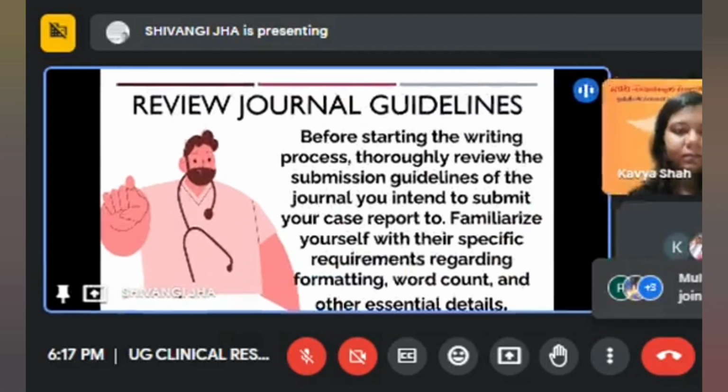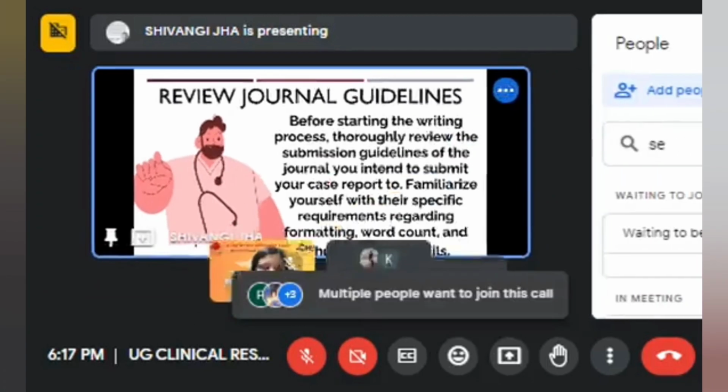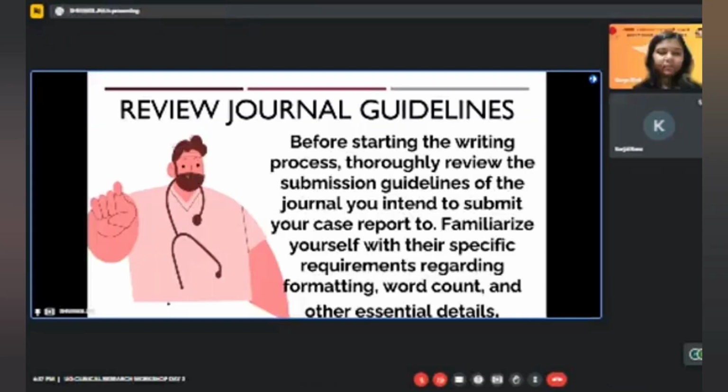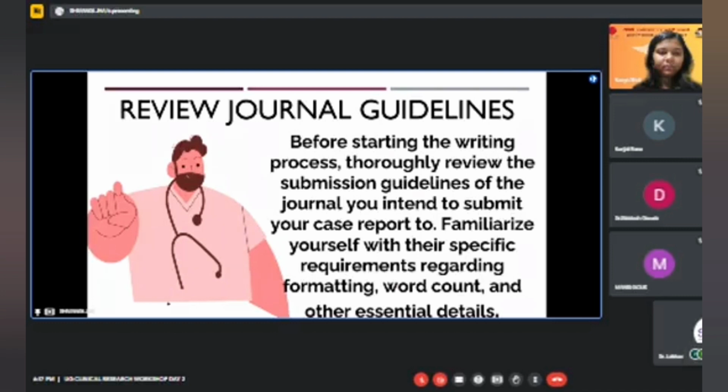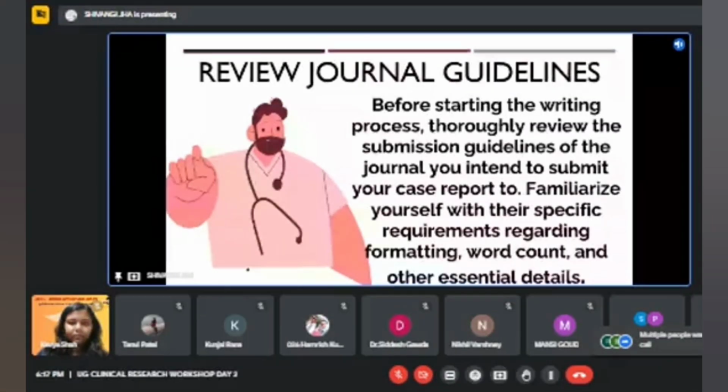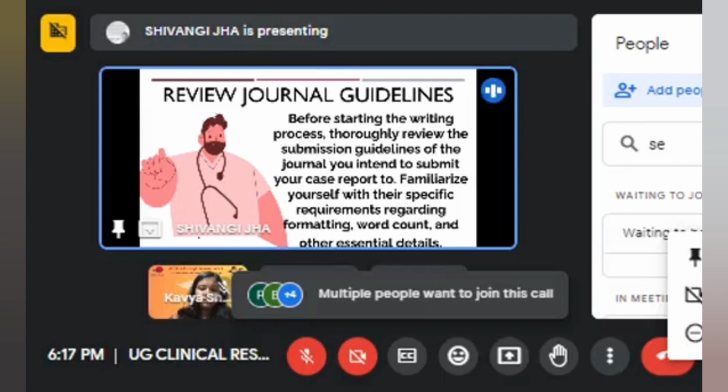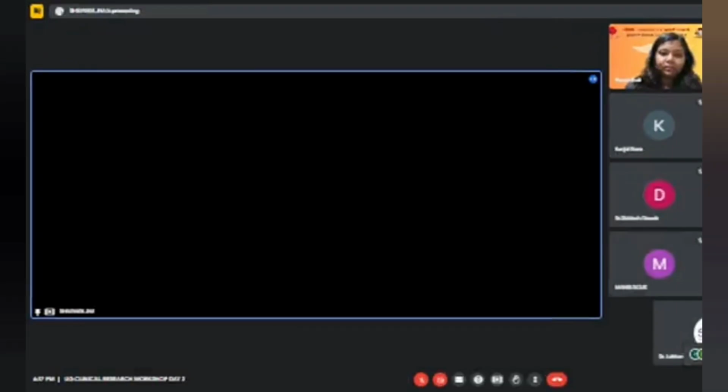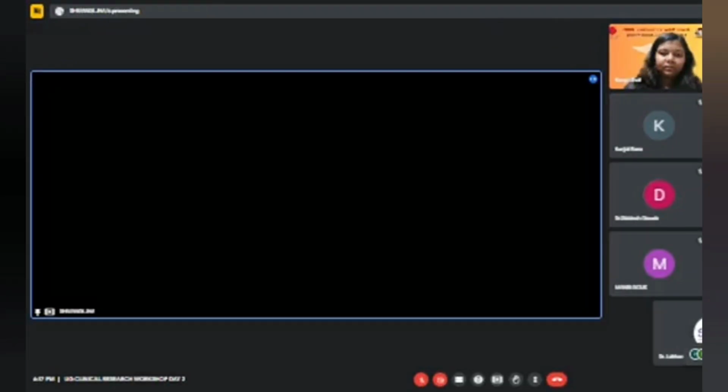Then the second part, review journal guidelines. Before even starting the writing process, thoroughly review the submission guidelines of the journal you intend to submit your case report to, and familiarize yourself with their specific requirements regarding formatting, word count, and other essential details.